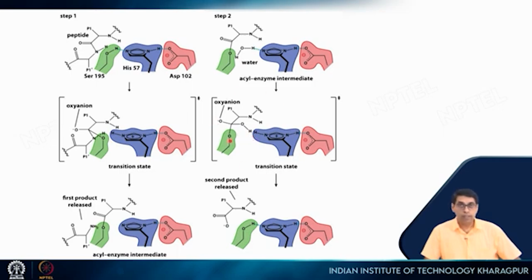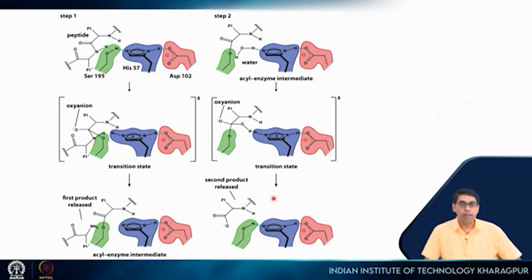So this is the second transition state. This will come back here and now this bond will break. So the carbon oxygen bond, where the oxygen belongs to the serine, right? This bond breaks. So the second part of the peptide is released and the enzyme is regenerated, right?